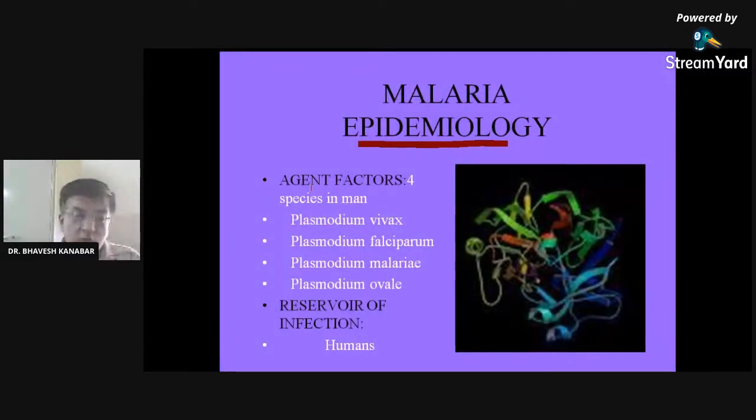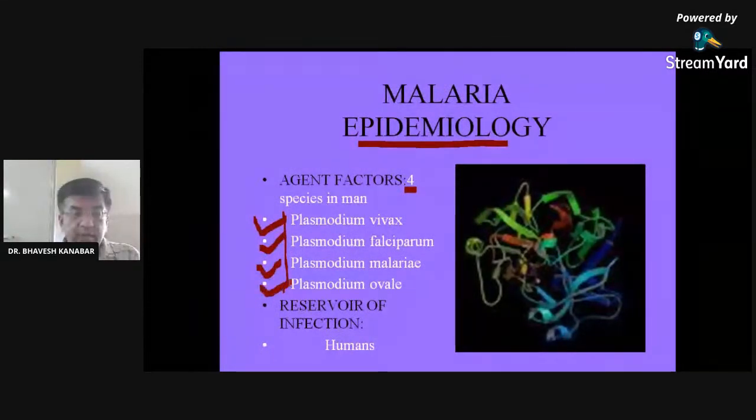Now about the malaria agent factor. These are the causative agents, not the vector, right? Causative agents like Plasmodium vivax. There are four types of Plasmodia which are the agent factor for malaria: Plasmodium vivax, Plasmodium falciparum, Plasmodium malariae, and Plasmodium ovale. The reservoir of infection is the human being.